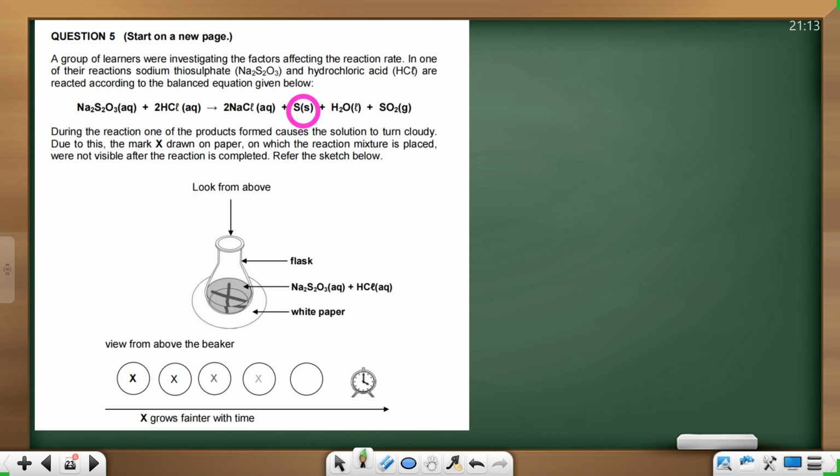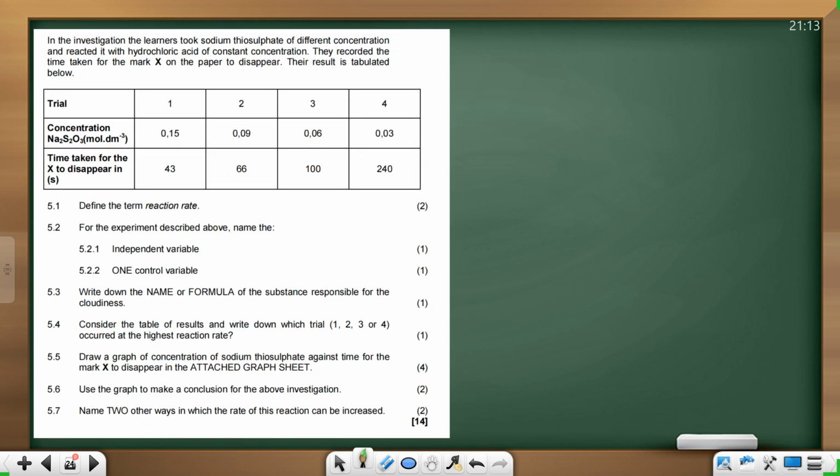Okay, so this is what's happening. This is when we start the reaction. Now, because we are forming a solid, it becomes a precipitate. It blocks the X. So as you see, the X fades away as the reaction goes on. Here, the reaction has stopped. Completed. So that's the whole idea. This is called a precipitation reaction. Let's answer.